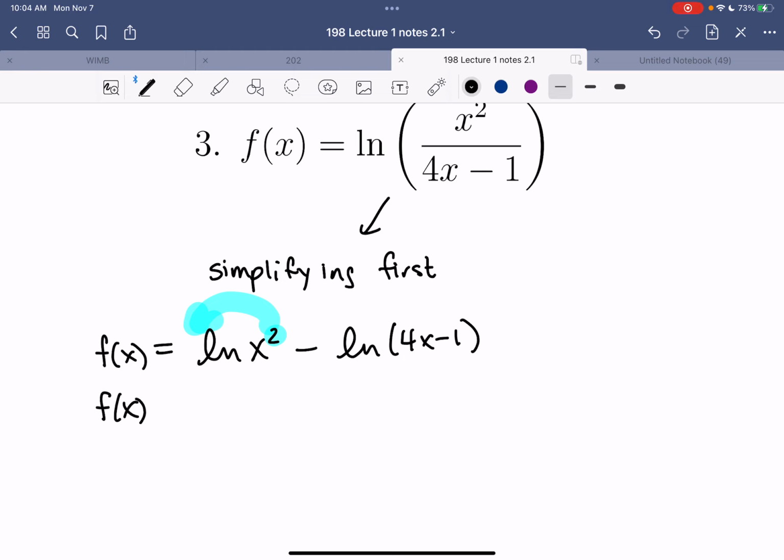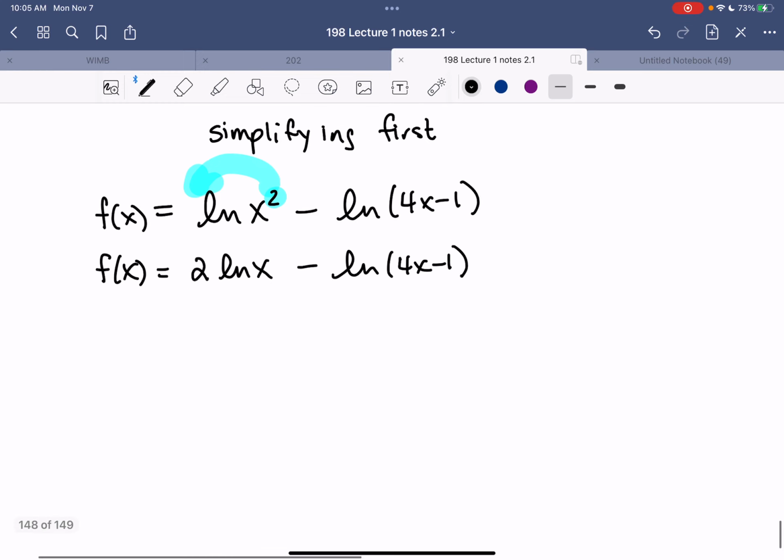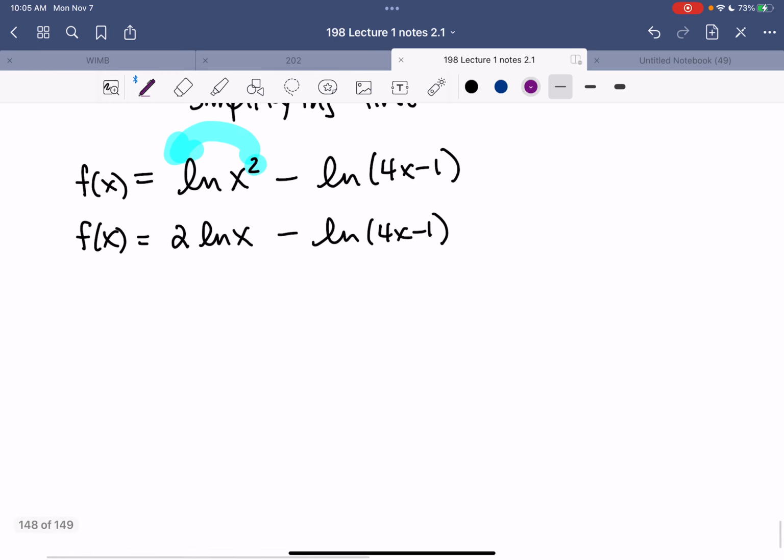So I still have f of x because I have not yet taken the derivative. I can bring that 2 out front and make it 2 times the ln of x minus the natural log of 4x minus 1. Okay, now I'm ready to go ahead and take the derivative. So when I take the derivative here, for that first term, the 2 times the natural log of x, I leave the 2. And the derivative of natural log of x is 1 over x.